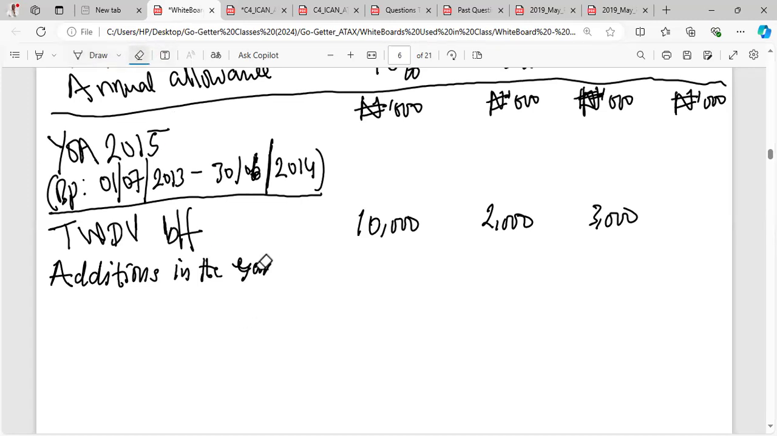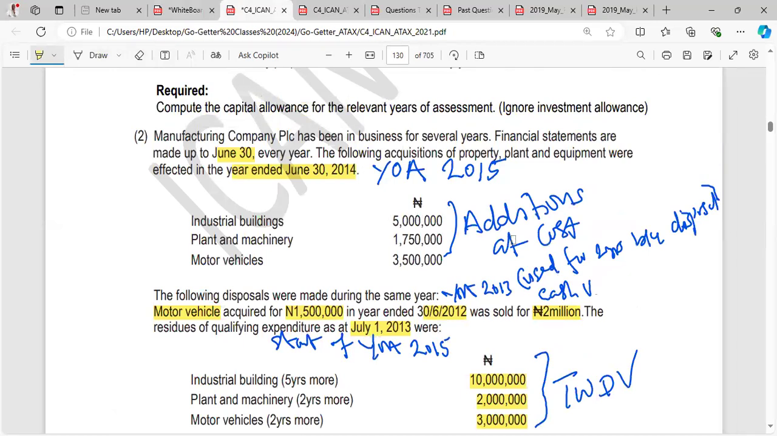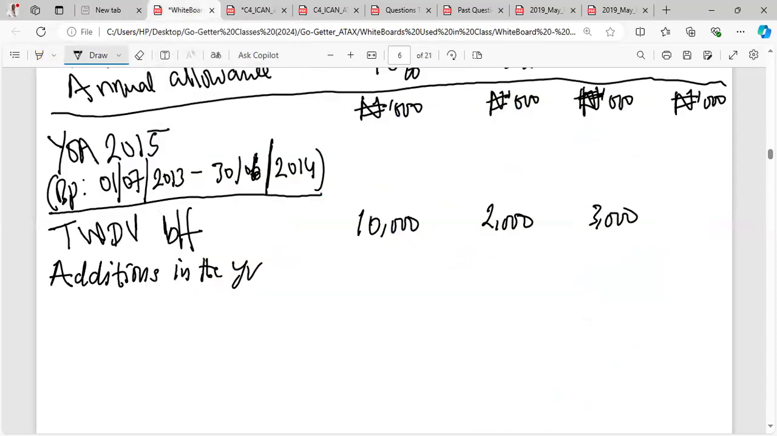Let me just put Y arrow to signify year. Additions in the year. We'll now go to see those additions we made in the year. This is 5 million, 1,750, and 35. Now, because we have an addition, we'll start with investment allowance.